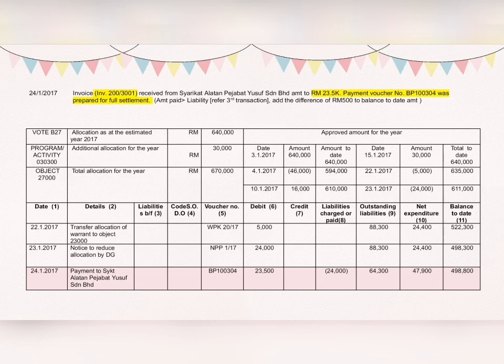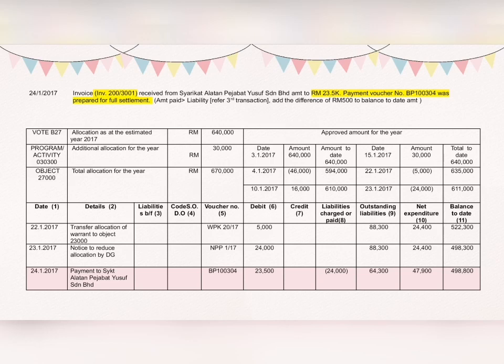And finally, the balance of 500 ringgit, which is the amount discounted, will now be added back to the balance to date. So the balance to date now equal to 498,800. So this is how I understand it.